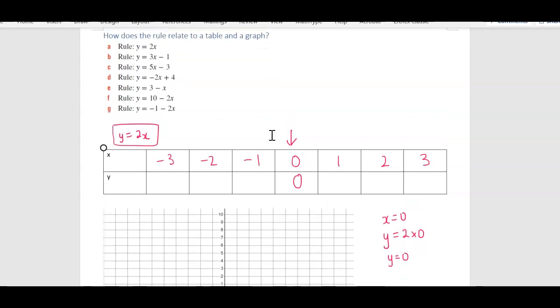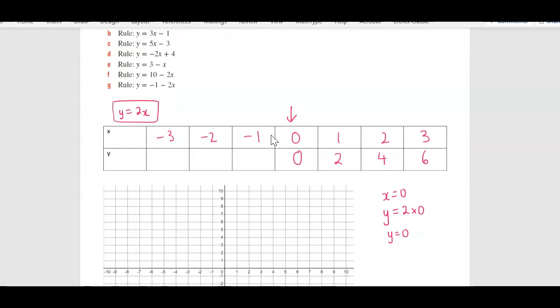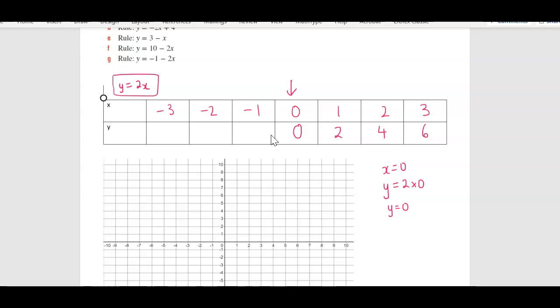When it's written in this way, okay, but we're only going to be doing it this way in year 8. So the next one is going to be 2, and then it's going to be 4, and this is going to be 6. Now, if you don't believe me, and I'm sure you do, you can just substitute them in. So let's do x equals 3. When x equals 3, y equals 2 times 3, which is 6. But imagine doing that for all of them. All right, so once you know one point, you can fill in the rest.